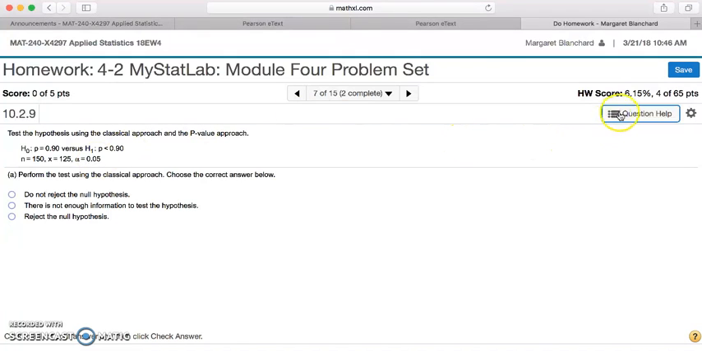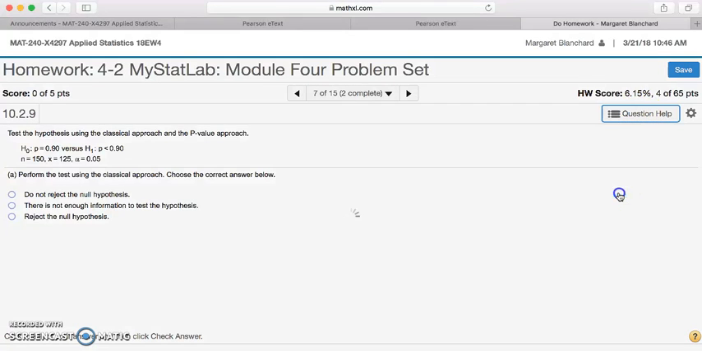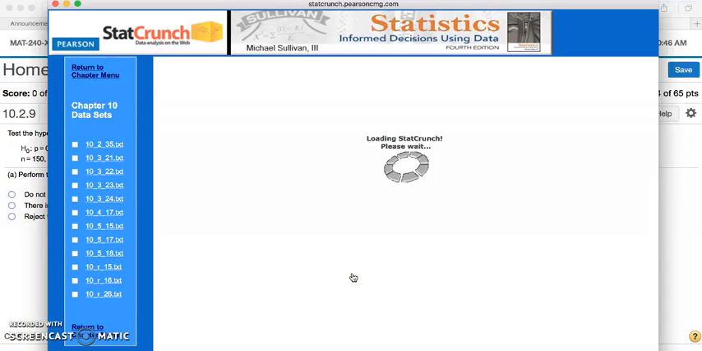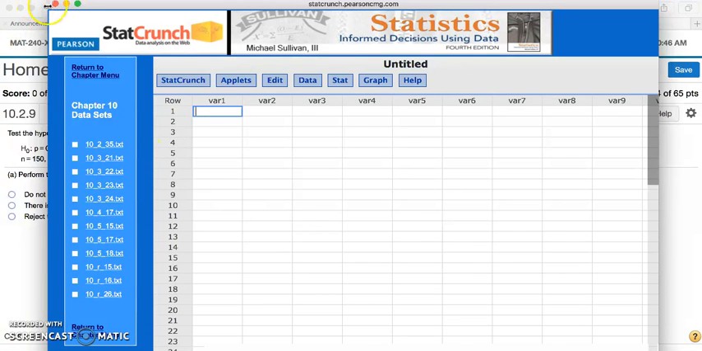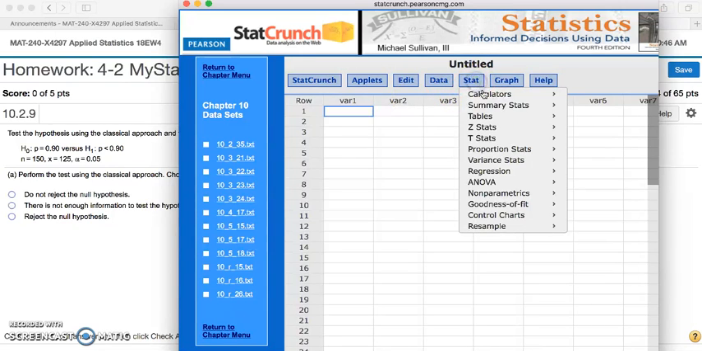So let's start by going straight to StatCrunch. Go to question help, down to StatCrunch, and we're going to make that a little smaller just so we can easily type stuff in. First we're going to go to Stat, Proportion Stats, because as we remembered from last week, we're doing the proportion, not the mean. So we go Proportion Stats, One Sample, with Summary. In this case, we have the summary data. We have the number of successes and the number of observations. We do not have a data set.